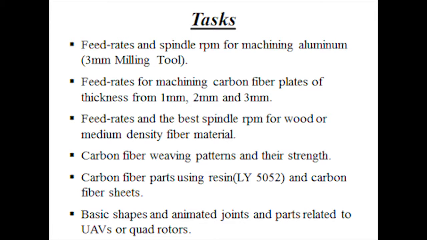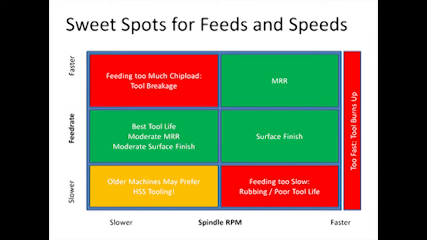Today I am going to discuss some tasks listed here for the machining of aluminium, carbon fiber weaving pattern and carbon fiber parts. This is the sweet spot graph for the feed rate and the speed. The green part shows the maximum MRR, best tool life and the surface finish.